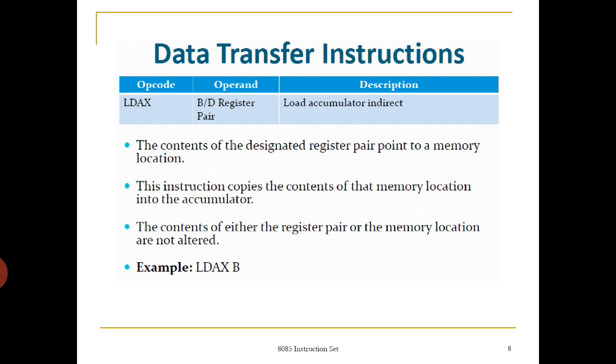The contents of either the register pair or the memory location are not altered. It means while copying data from source to destination, the source content will not be changed. It remains the same. See here, LDAX B. It loads the content to the accumulator. B means it always comes with a pair.